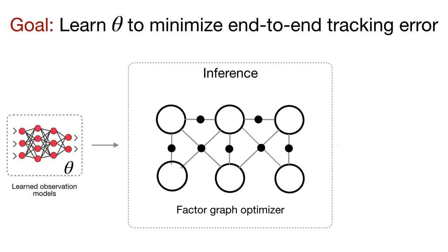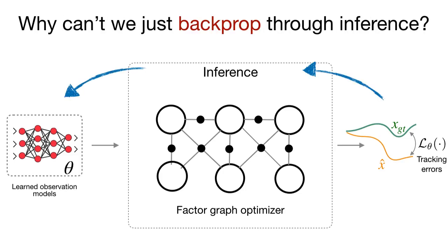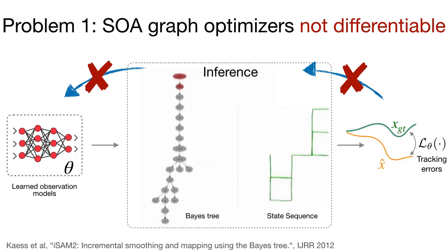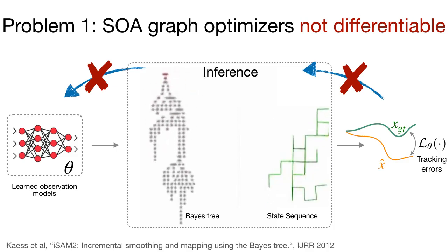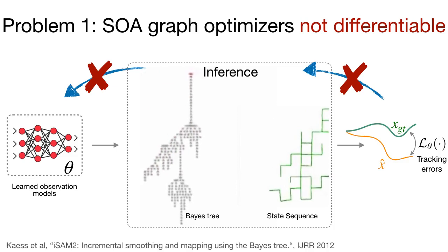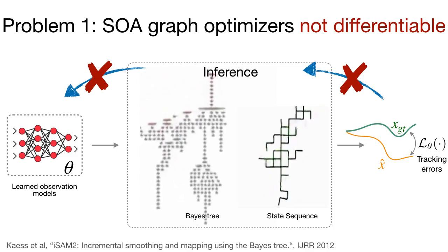So, in the forward pass, we have a learned observation model feeding into the graph optimizer to produce an optimized trajectory x hat. This is then compared to a ground truth trajectory xgt to compute an end-to-end tracking loss L theta. The loss is then backpropagated through the inference step to update theta. But there are two main problems with this approach. The first problem is that many state-of-the-art graph optimizers are not differentiable. For instance, the iSAM2 graph optimizer, used popularly for SLAM, invokes a series of non-differentiable Bayes tree operations and heuristics.